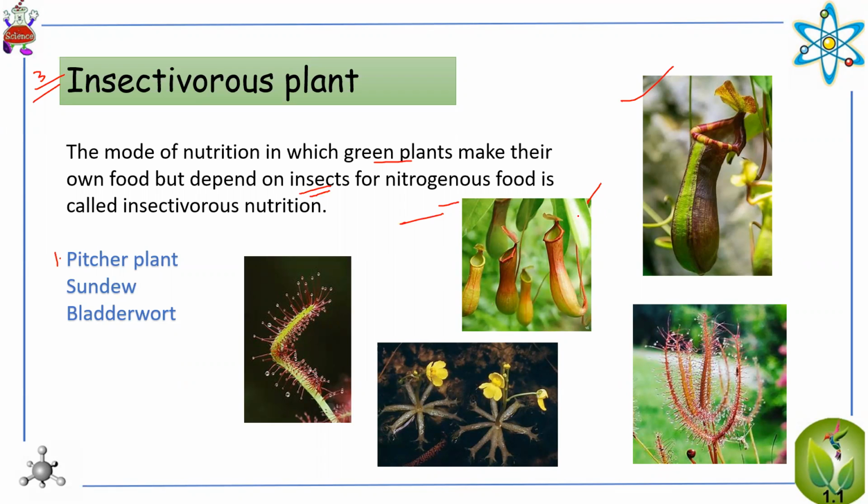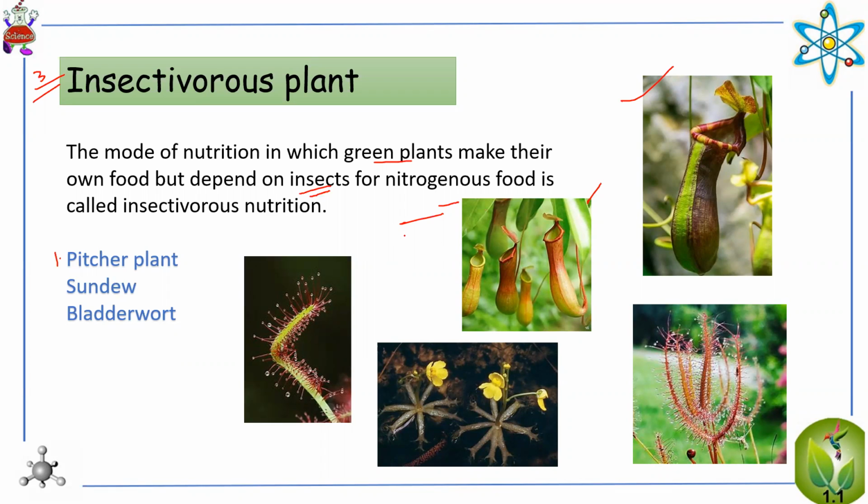And now a question arises: why do insects go there? If the insects go there, then they are definitely going to get killed by this plant, right? The plant will kill that insect. So why will the insect go there?